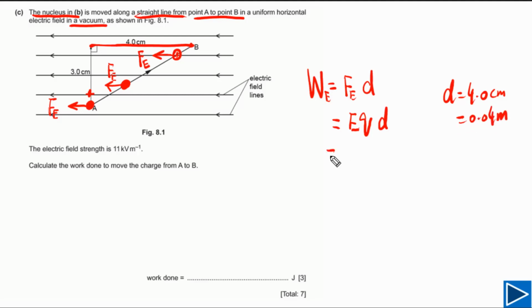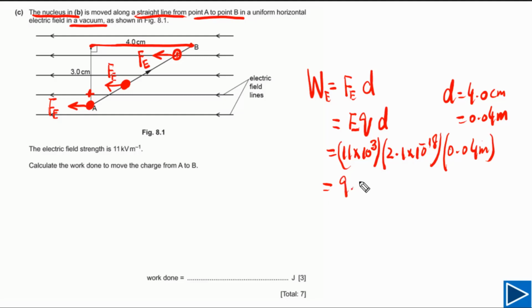or we can say this is 0.04 meters. The value of E is already given, so we can write down E is 11 times 10 to the 3 volts per meter. And the value of Q we have already calculated in part B, that was equal to 2.1 times 10 to the negative 18 coulombs. And the distance is 0.04 meters. If we multiply all, our final answer will be 9.2 times 10 to the negative 16 joules.